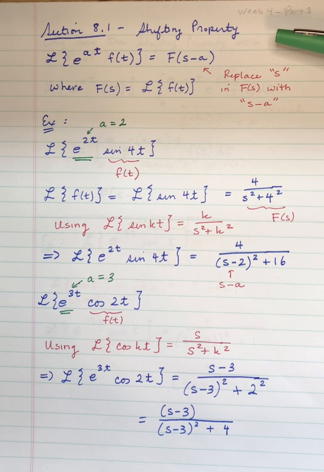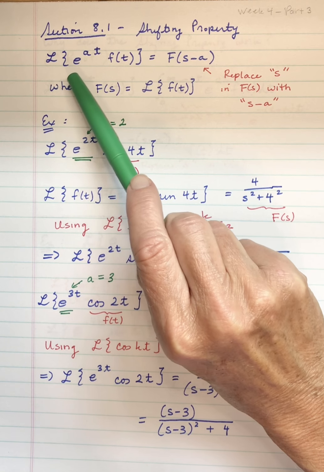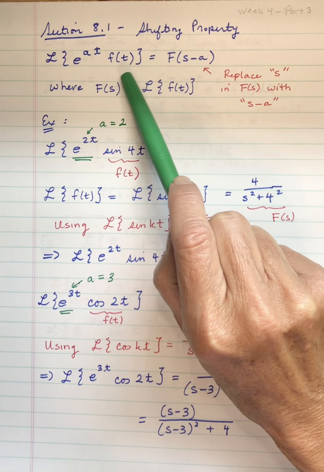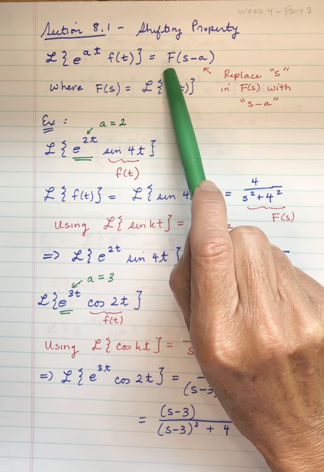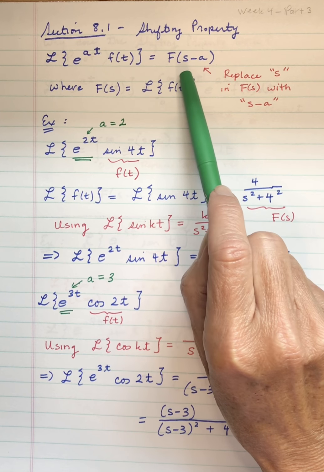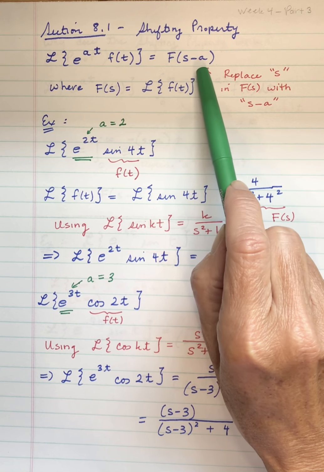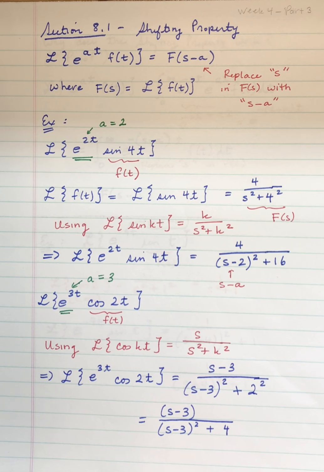So this is a really useful property with Laplace transforms called the shifting property. What it tells us is that if we take the Laplace transform of an exponential function e to the at times the function little f of t, its Laplace transform is capital F, which is the Laplace transform of little f, evaluated at s minus a. This is called shifting because you're shifting the argument by a, and the a comes from the power of the exponential function. So let's take a look at a few examples here.